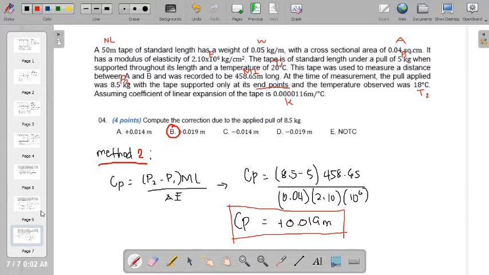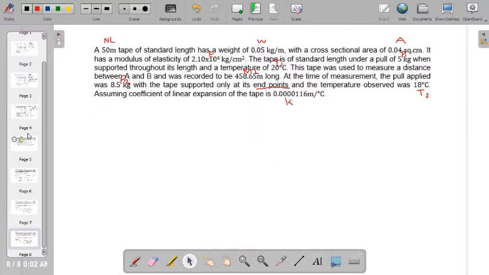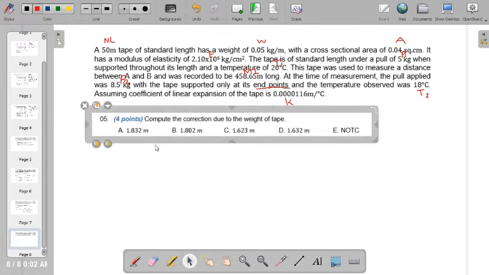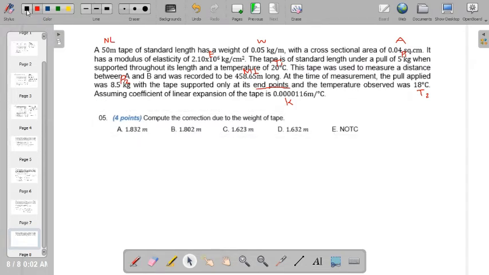All right, so next we have number 5. Compute the correction due to the weight of the tape. Now, I told you earlier that your tape is supported at its endpoints. So if you have 458.65, you have to know how many times you stretch the 50-meter length, so that you will get the final total correction due to sag, or the weight of the tape.